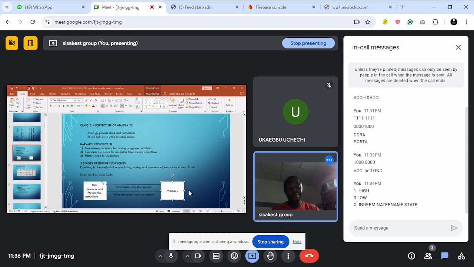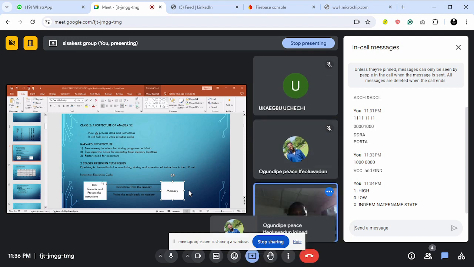One, the data memory, and the next one, the program memory.